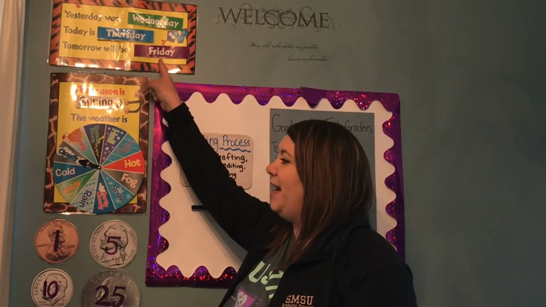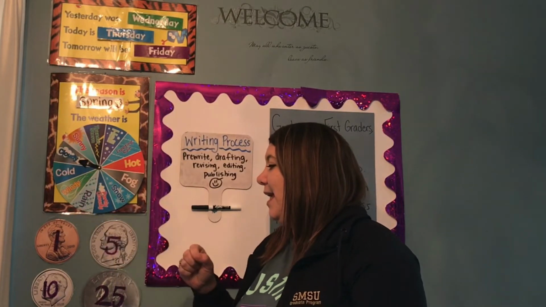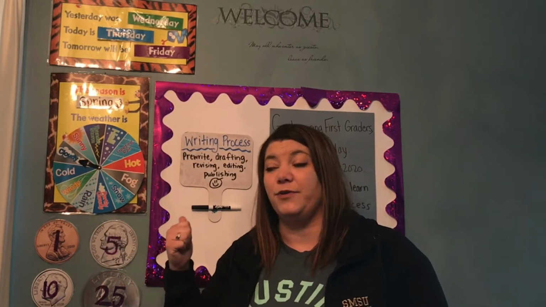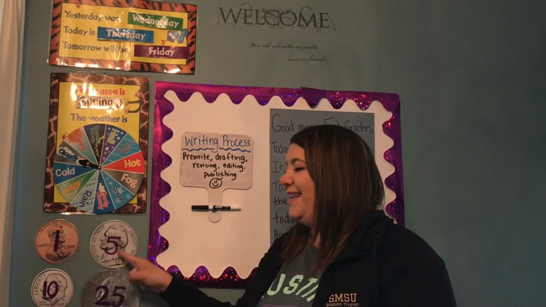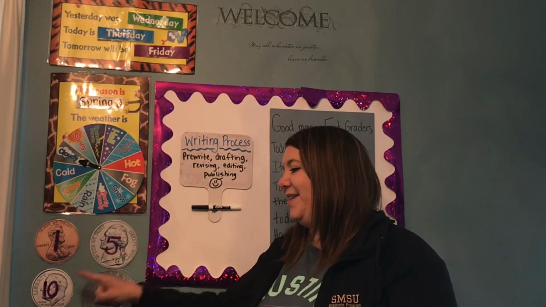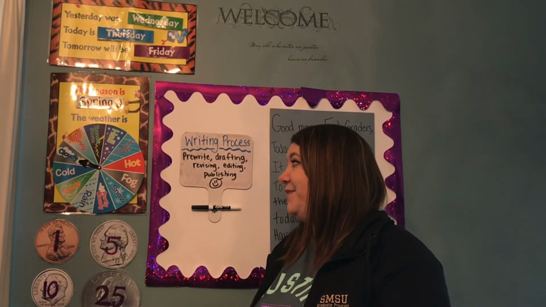Yesterday was Wednesday. Today is Thursday. Tomorrow will be Friday. The weatherman says that today it's going to be a cloudy day, but about 75 degrees. A penny is one, a nickel is 5, a dime is 10, and a quarter's 25.